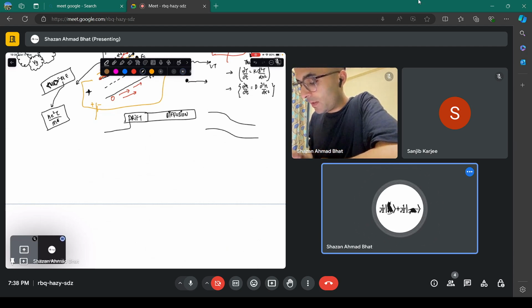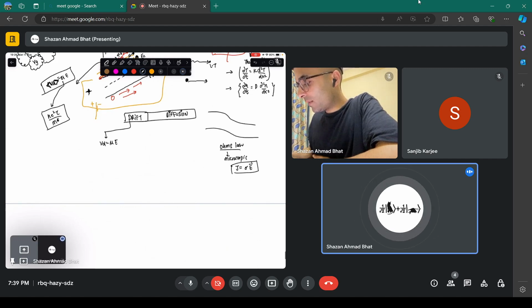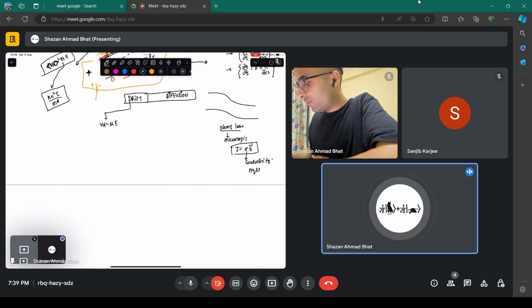And if you consider the drift, you know that the drift velocity is equivalent to the mobility times the electric field. You can write Ohm's law in terms of something called the microscopic Ohm's law, which is J equals sigma times electric field. Sigma is the conductivity, and it is equal to n q mu. I hope it's correct. Yeah, it's equal to n q mu.